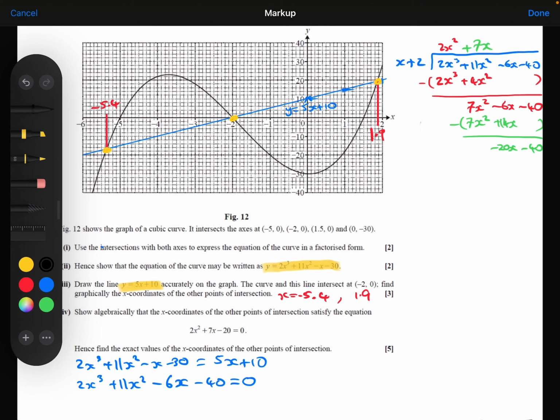One last time now. The x into the minus 20x goes minus 20 times. The minus 20 times x is minus 20x. And the minus 20 times 2 is minus 40. And when we take those away, we get 0. So what that's allowing us to do is to rewrite our cubic as x plus 2 times 2x squared plus 7x minus 20 equals 0.